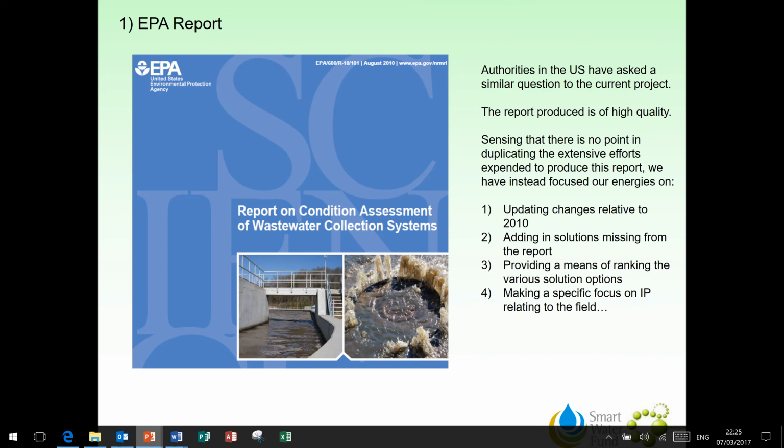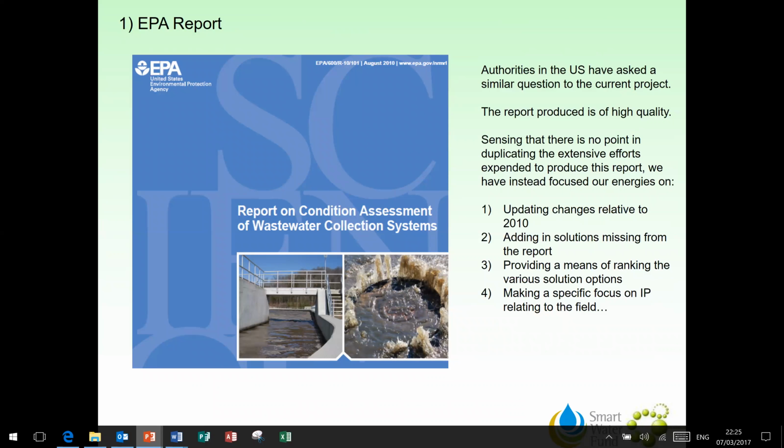But it was 2010. They'd obviously had a big budget. And so what we tried to do, obviously not wanting to replicate anything that they'd done, was to look at updates, so what's happened since 2010. Let's have a look outside the water industry, because I think the EPA study was very much looking at what was happening inside the water industry.